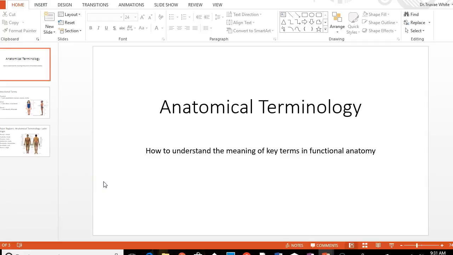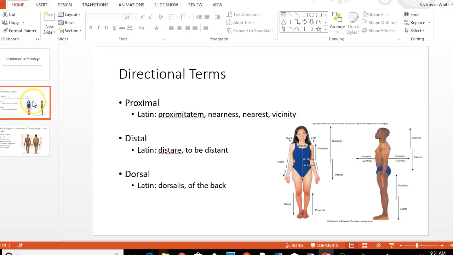This is a quick guide to help you understand how to break down the meaning of the terms in functional anatomy. Here I have a few directional terms that I just picked out from the picture you had in your notes and in your textbook. I took proximal, and the meanings of the words, you will find, have Latin origins.